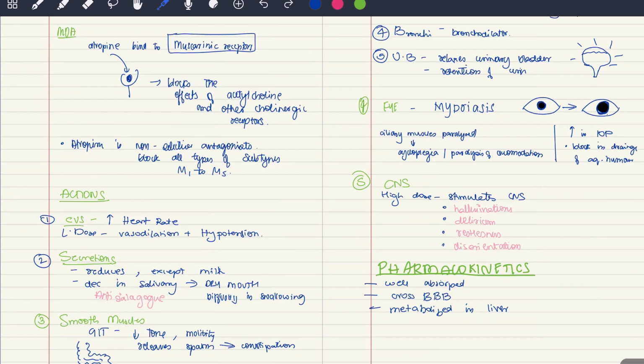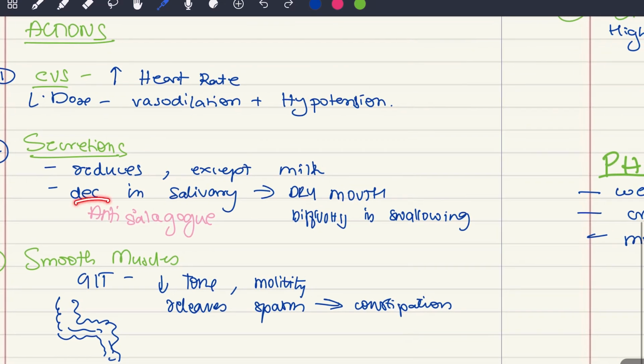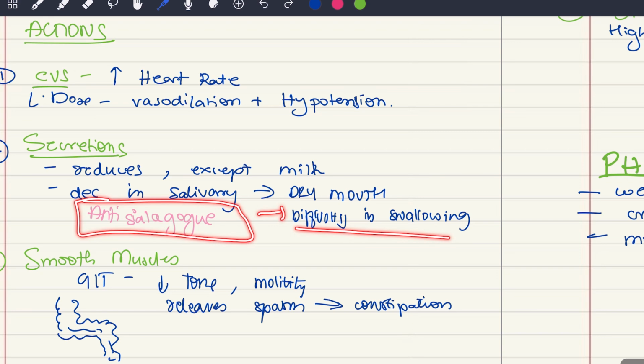Pharmacological action. On the CVS, it increases the heart rate. In large doses it can lead to vasodilation and hypotension. It decreases the secretions except for milk. There is reduced salivary secretion, which can lead to dry mouth. It acts as an antisialagogue. Dry mouth can lead to difficulty in swallowing or dysphagia.